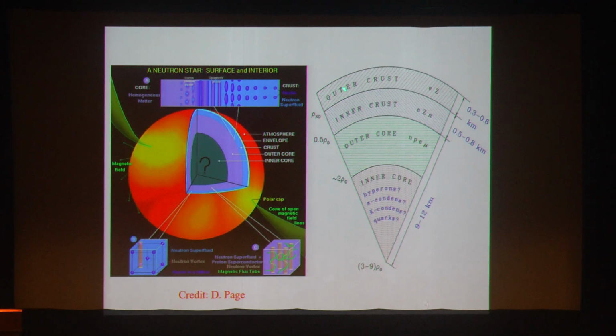divided into outer and inner crust. Similarly, the core is divided into outer and inner core. And in the inner core, density is so high, a few times the normal nuclear matter density, and all sorts of exotic things could happen there: hyperons, boson condensates, quarks, all this stuff could appear there. Okay, I just mentioned here this inner crust actually contains nuclear clusters and free neutrons.